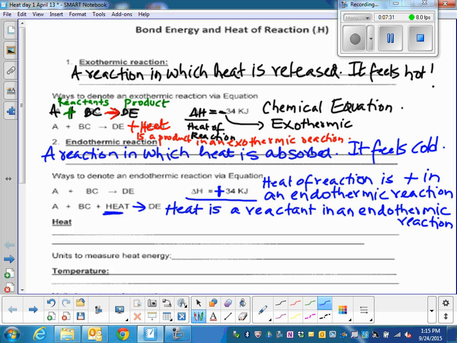Are we good? So the heat, you'll notice, is on the left side of the arrow with endothermic. Do we understand that? So if just the plain equation is given and they ask you the question, is it endo or exo, do you think you will be able to recognize? You will not be able to recognize? Ali, you just said no. You don't know what I'm talking about?